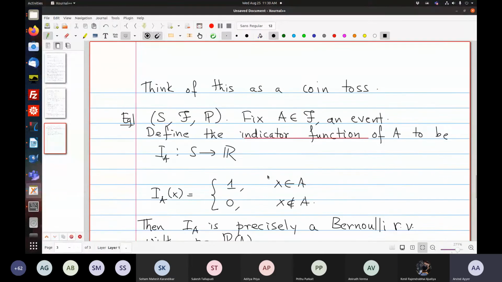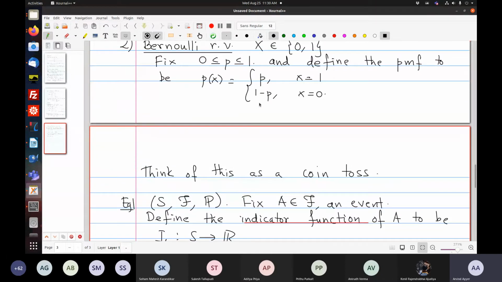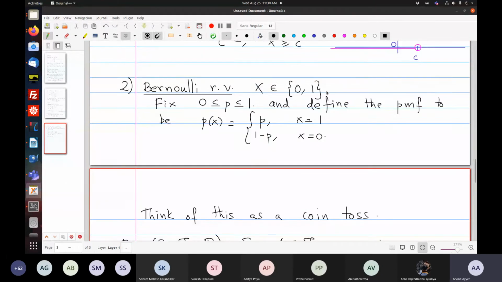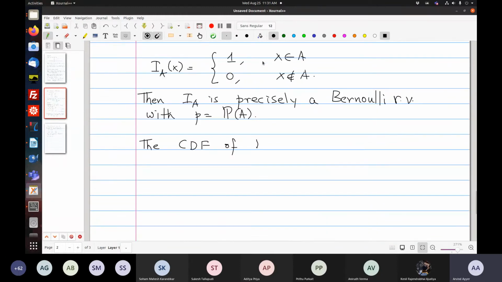I forgot the CDF. I want you to tell me what the CDF of, so I will denote this as Bern(p). This is going to be standard terminology. I'll remind you about this later when we talk about important families. So what is the CDF of the Bernoulli p random variable?